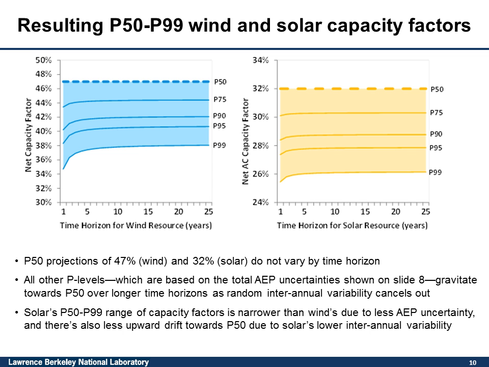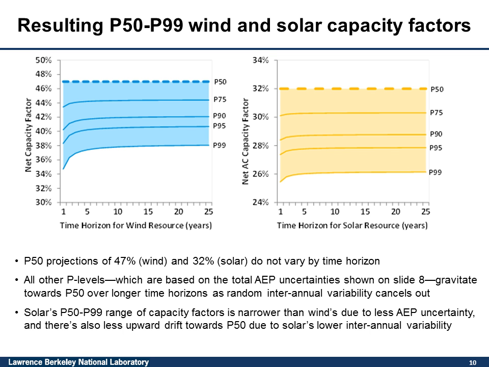So here are the resulting P50 through P99 distributions of wind and solar capacity factors over various time horizons ranging from 1 to 25 years. And these are the capacity factors that will be used in the wind and solar LCOE calculations later. As you can see, the P50 capacity factors do not vary with time horizon, but all other P levels do drift upwards and gravitate towards the P50 estimate over longer time horizons. And again, this is due to a canceling out of the interannual variability. In other words, resource risk starts out wider over shorter time horizons and narrows over longer time horizons.